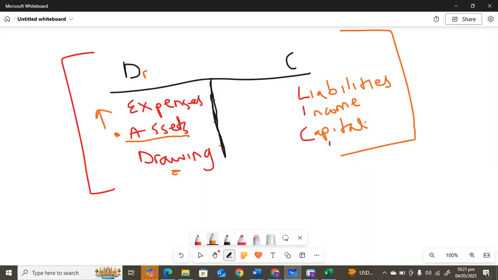So capital is here under the C. So increase in capital, you credit. So you debit cash 205,000 and you credit capital 205,000. Any questions?